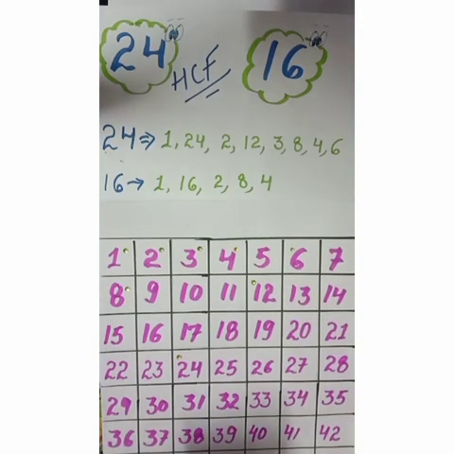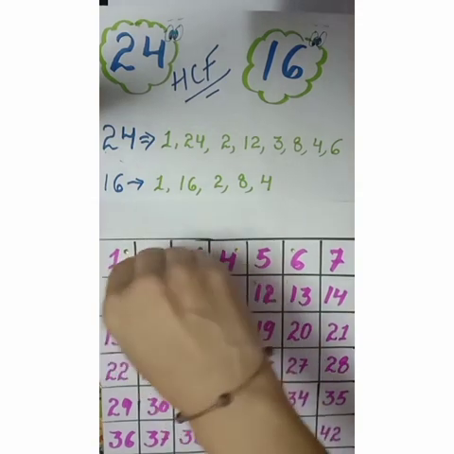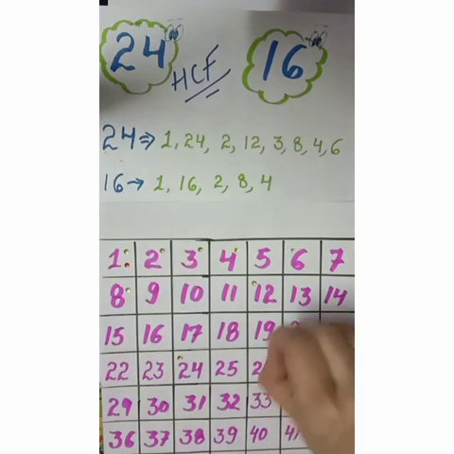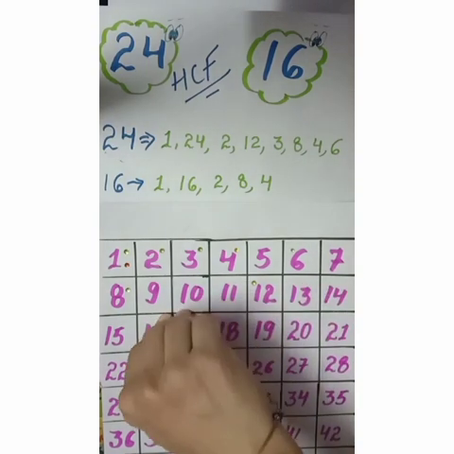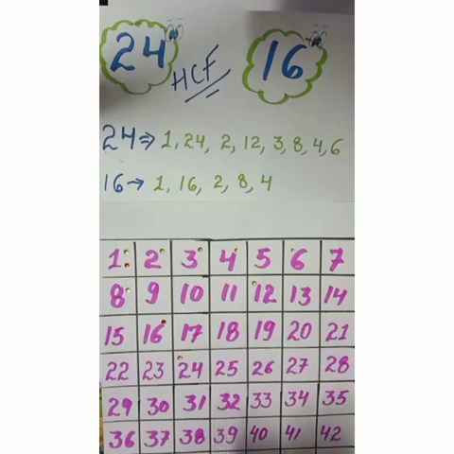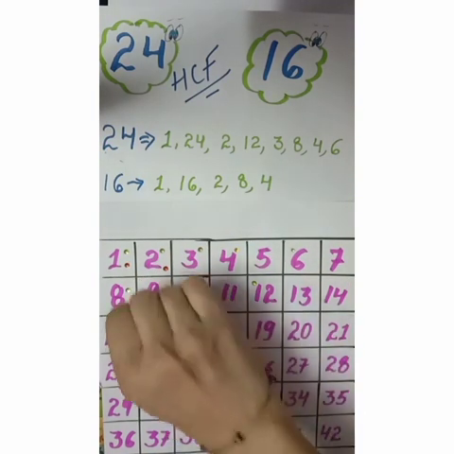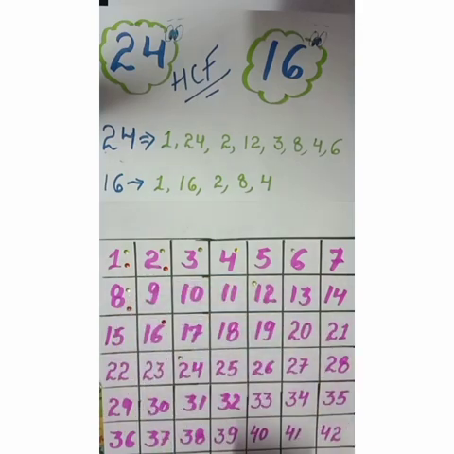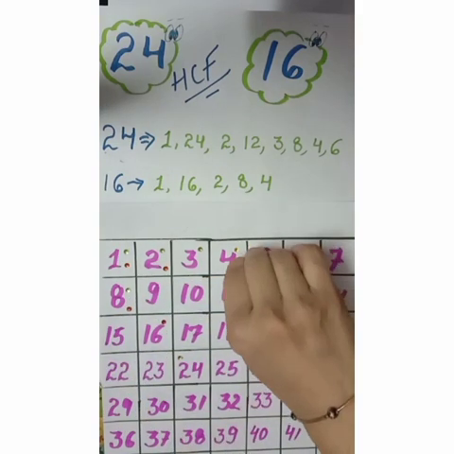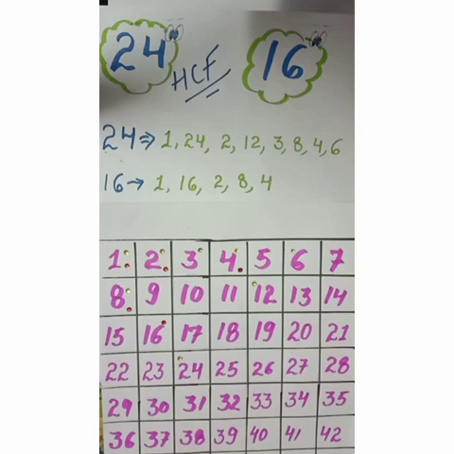Now number 16 also said, okay, I will also put dots on my factors. The factors of the number 16 are 1, 16. So firstly we put a dot on 1, then on 16, then on 2, then 8, and then 4. Like that, number 16 also put dots on all its factors.